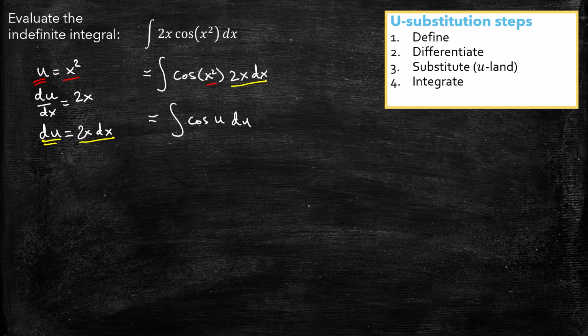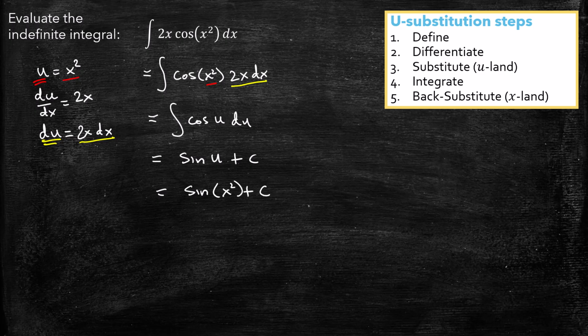At this point, we're ready to find the antiderivative. No more composite functions, just a straightforward antiderivative. That would give us sine u plus c. But if I look at the beginning, I have something in terms of x, so my answer better be in terms of x. So let's not forget the next step, which is to back substitute. I'm going to replace u with x squared, and that would be my final answer.